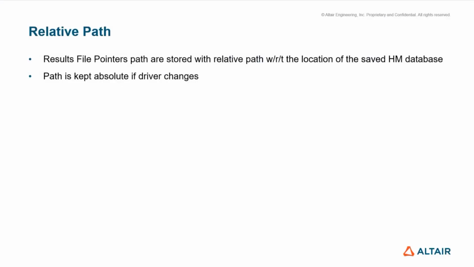On the relative path, for those who I hope have been using HyperMesh post heavily in previous releases, we know that when we save the database, the path was saved as an absolute one with respect to the file locations of the results, be they H3D, H5, ODB, OP2, and whatnot. Right now, with 2023, we're able to store the relative path with respect to the location of the saved HyperMesh database, while the path would be kept absolute in case the drive changes. So you may have a file on the C drive and your results hosted on the D drive or whatever. In that case, the path will be kept absolute.